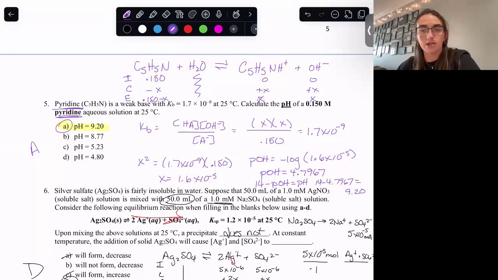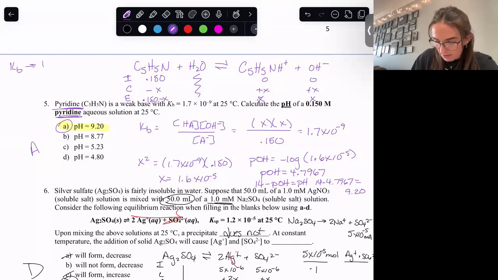That's a great question. Someone asked, what happens if you convert Kb to Ka using Kw and try to solve? That would be encouraged if you were given a solution of the C5H5NH+. Kb is base equilibrium. Ka is acid equilibrium.